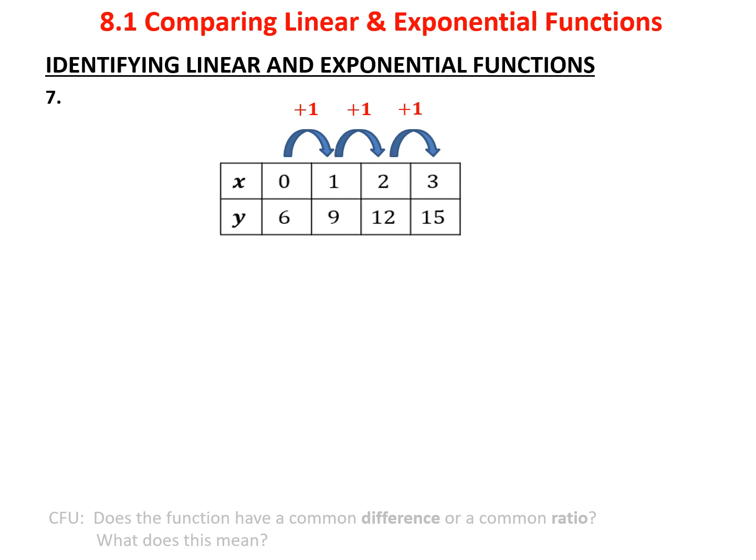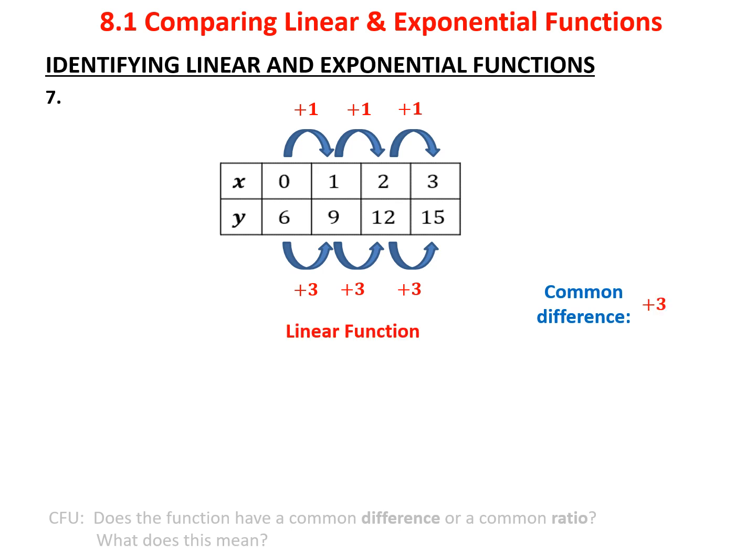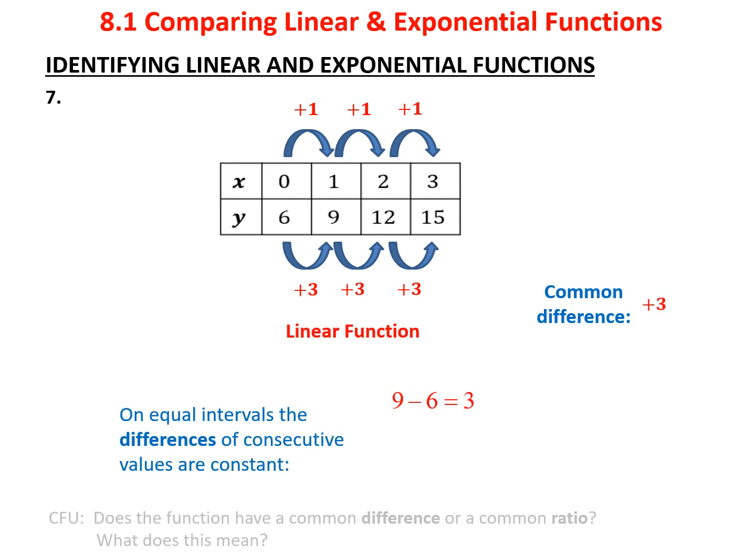I look at that first because it's easy to spot. 6 to 9 is up 3. 9 to 12 plus 3. 12 to 15 plus 3. So we have a common difference of plus 3. So this is a linear function.